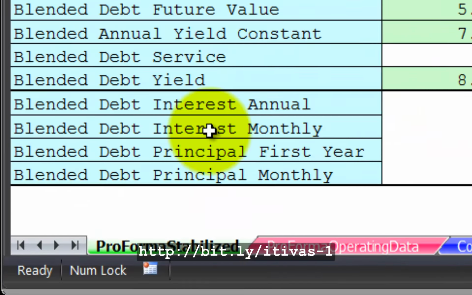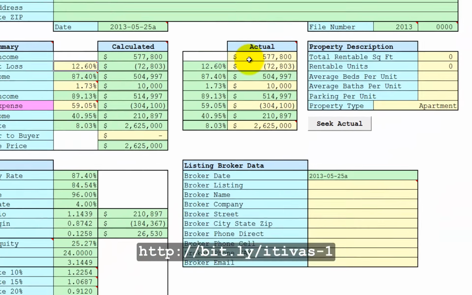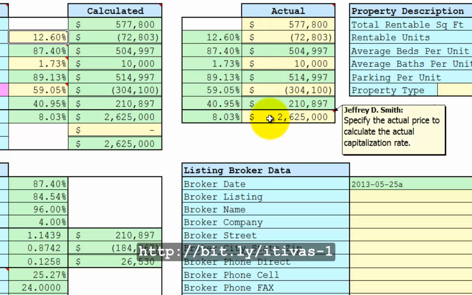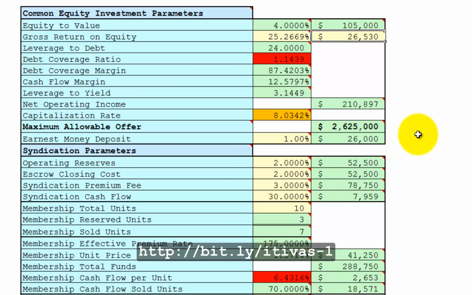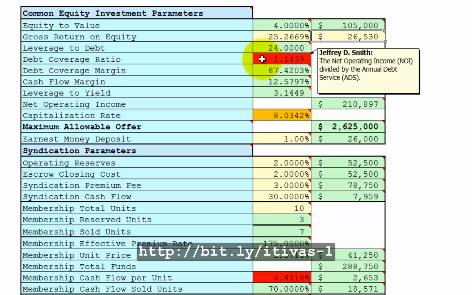In this example, the pro forma operating data has been set to the actual operating data of the property, and the asking price for the property is $2,625,000. And you can see from the pro forma stabilized analysis, we've determined that the cap rate is 8.0342%. The debt coverage ratio is a dangerously low 1.1439%.